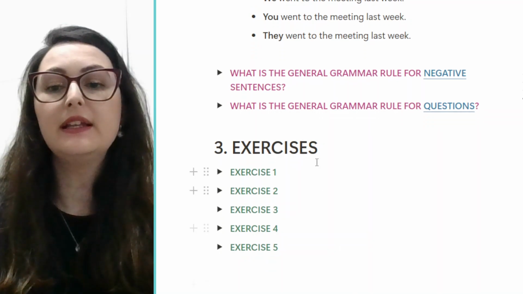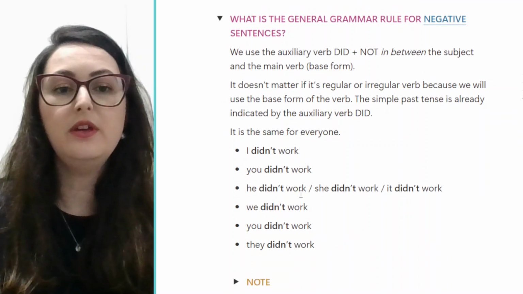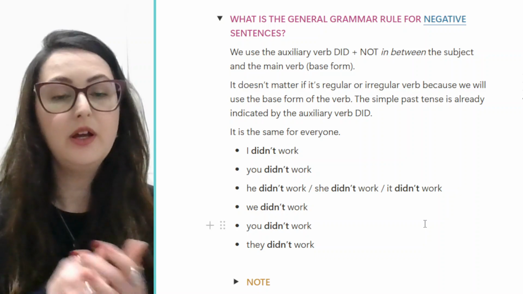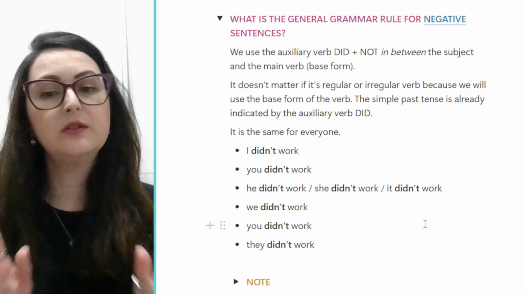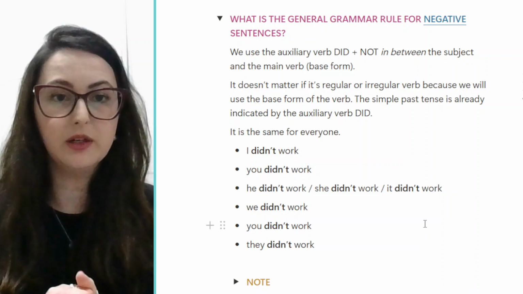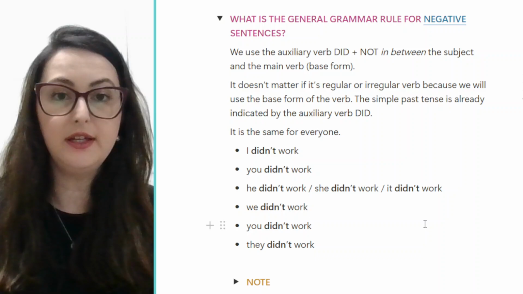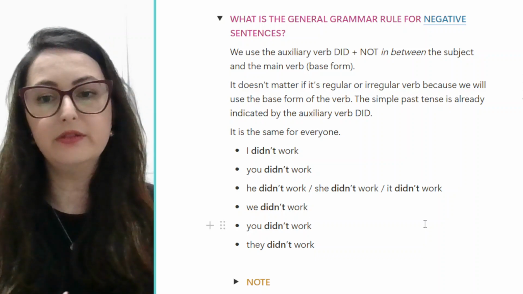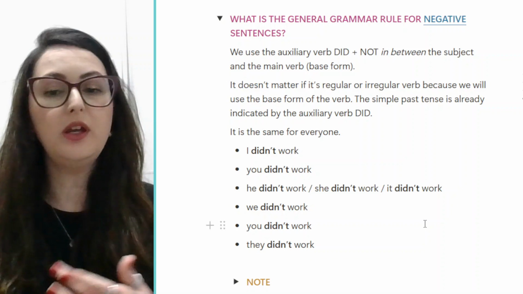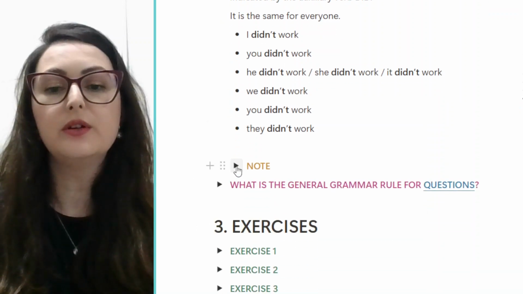Now, let's see the rule for negative sentences. We use the auxiliary verb did plus not in between the subject and the main verb, which is in the base form. It doesn't matter if it's a regular or irregular verb because we will use the base form of the verb. The simple past tense is already indicated by the auxiliary verb did. And again, it is the same for everyone. So I didn't work, you didn't work, he, she, it, we, you, they didn't work. It's the same.